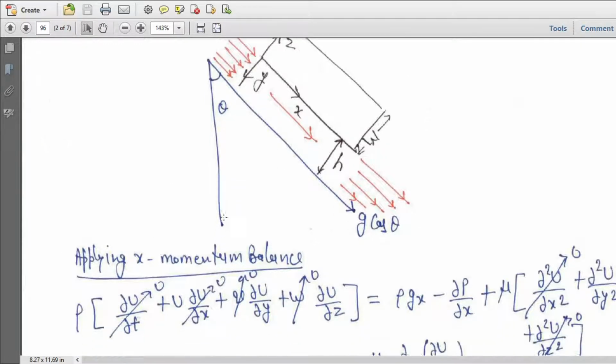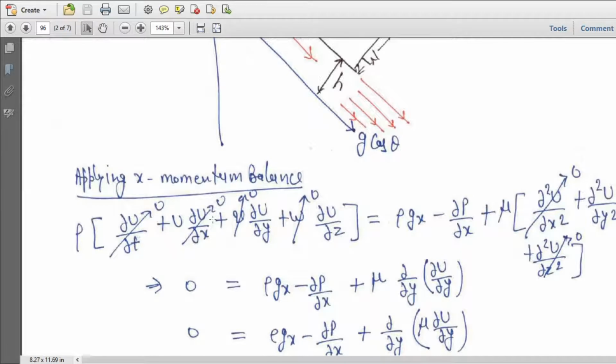In this case, if we apply the x momentum balance, the x momentum balance is given by ρ(∂u/∂t + u ∂u/∂x + v ∂u/∂y + w ∂u/∂z) = ρ g_x − ∂p/∂x + μ(∂²u/∂x² + ∂²u/∂y² + ∂²u/∂z²).